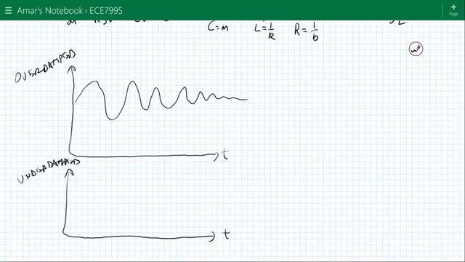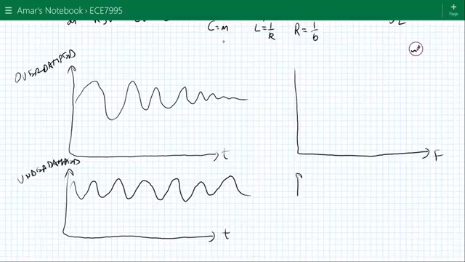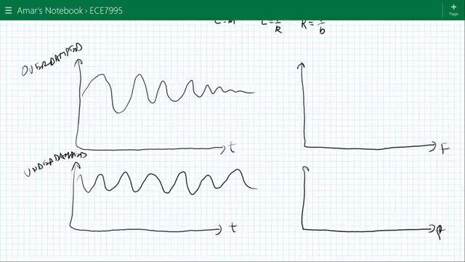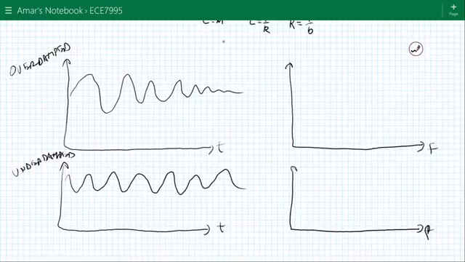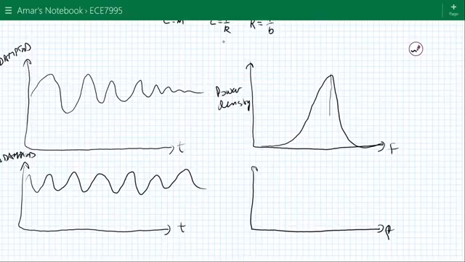In an underdamped system, where we have fewer energy losses, these oscillations go on forever. Now, in the frequency domain, this looks something like this. If we were to look at the frequency and what's called the power density, in this system we see something that looks like this, where this is F naught. This is the resonant frequency of the system.